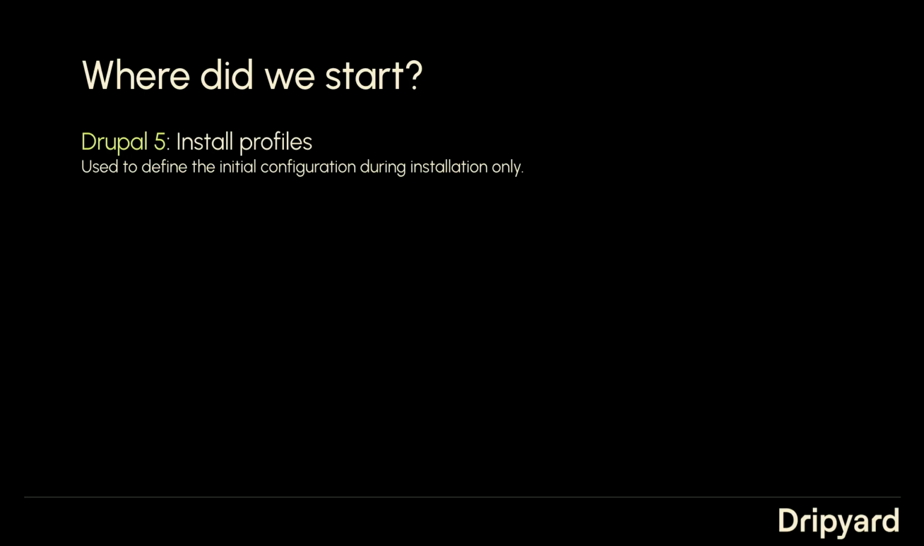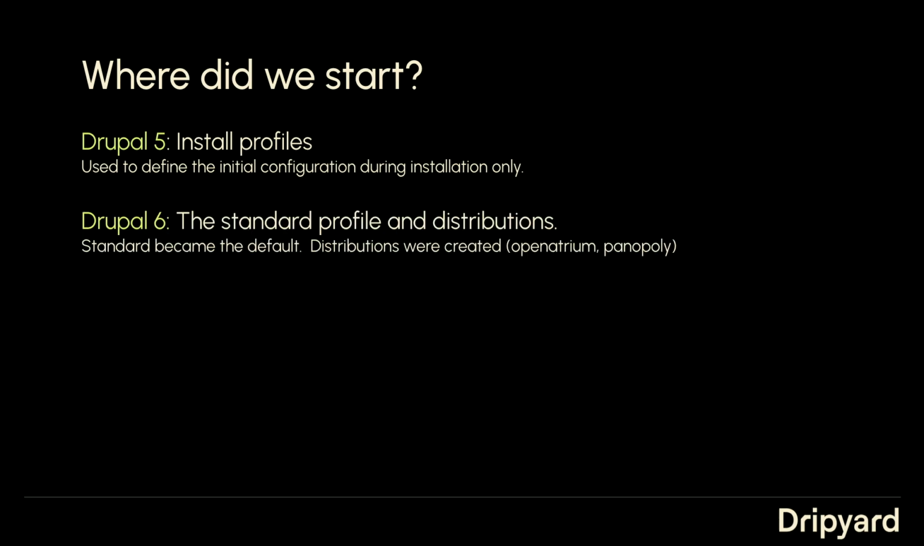So where do we start with all this? In Drupal 5, they rolled out install profiles. And this was something that would allow you to configure your site, but it would only run during the installation. You couldn't run it after to manipulate the site. So initial configuration during install. In Drupal 6, the standard profile came to be, and it kind of paved the way for distributions to be written for Drupal. So there was Open Atrium, Panopoly, Pressflow, a lot of those types of things. I think a lot of you have been around long enough to remember those days.